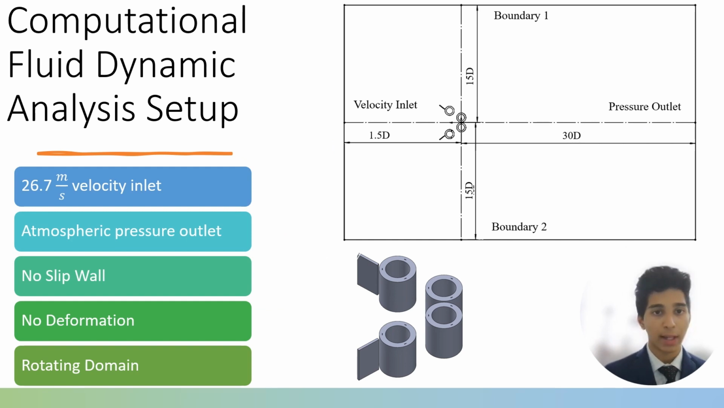The setup for these tests included a 26.7 meters per second velocity inlet and an atmospheric pressure outlet. The test simulated an operational altitude of 3 kilometers. The turbines employed no-slip walls and no deformation, and had a rotating domain.